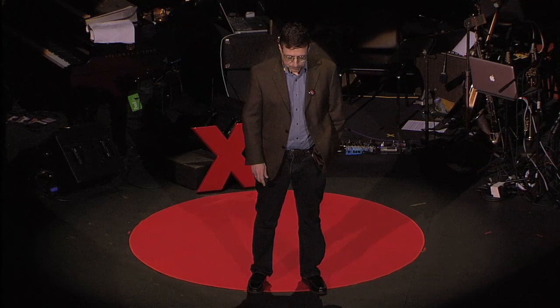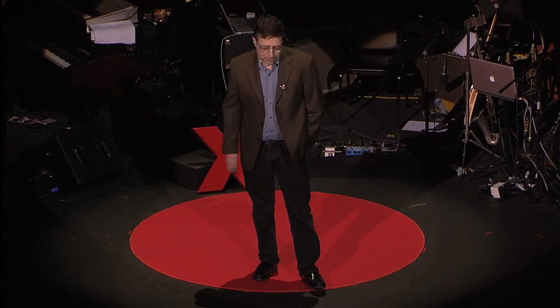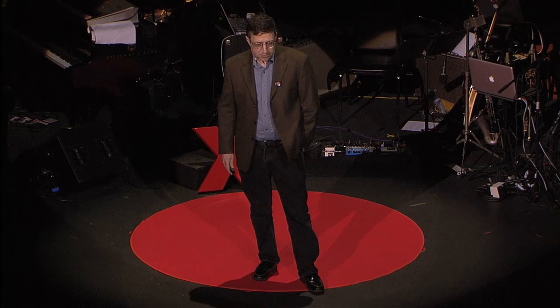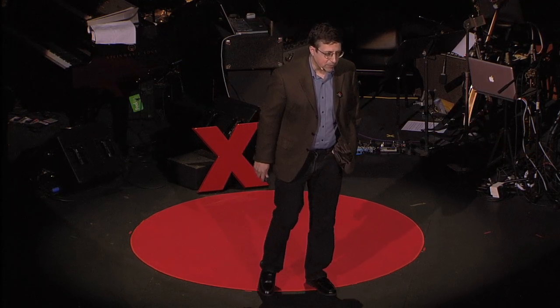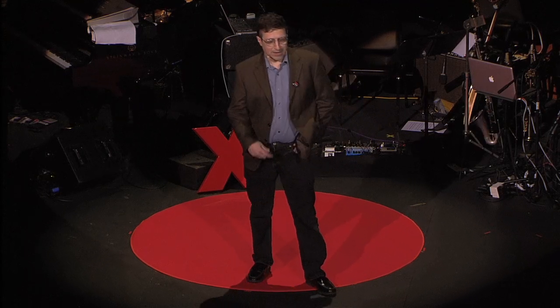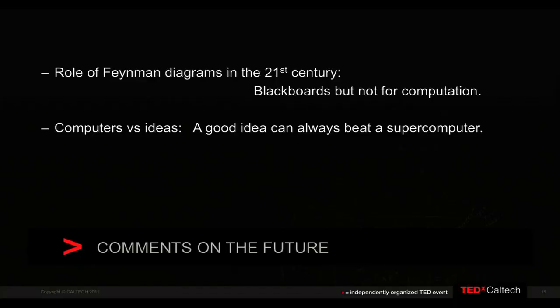And finally, I'd like to finish off by a comment about computers versus ideas. So if someone came up to me and said, here is a faster computer, we saw Bill Gates before, I'd say, hey, that's great. I'd really love to have one. I can do my calculations faster. But what I would really like to have, much, much more important, is to have a good idea. And I hope I convinced you that a good idea can always kick the pants off of a supercomputer.